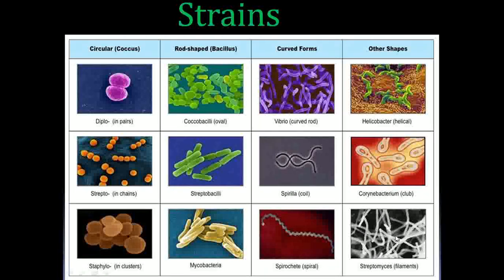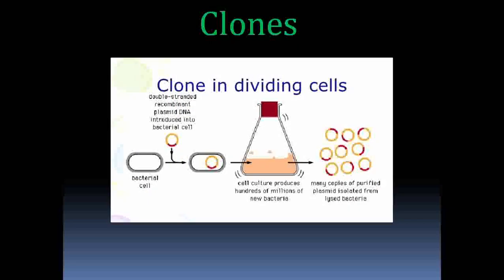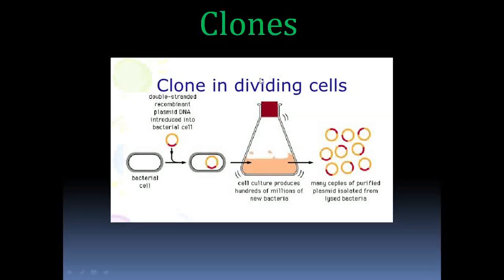And when you have a filament structure, it is seen in Streptomyces, right? So these are the different strains. This will form a different strain, this will form a different strain. Likewise, we have different strains of cells, right? Let's try to understand clone.